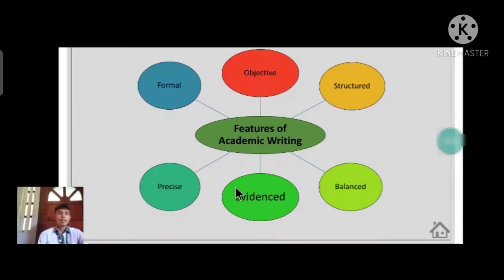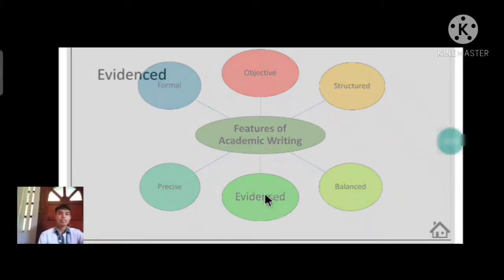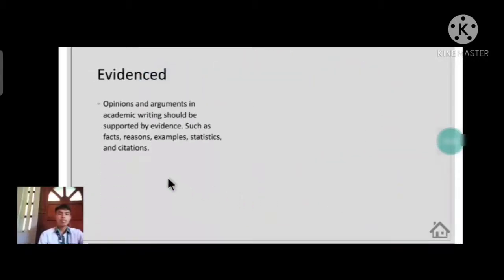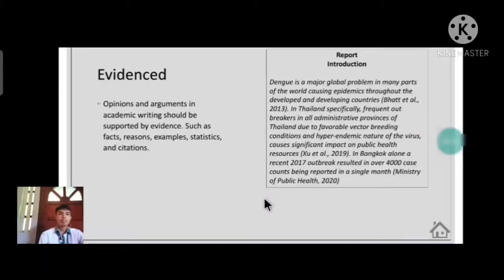Next, academic writing should be evidence. That means opinions and arguments in academic writing should be supported by evidence, such as facts, reasons, examples, statistics, and citation. For example, in this introduction about dengue fever, dengue is a major global problem in many parts of the world, causing epidemics throughout the developed and developing countries. So this is a fact, strengthened by a citation, Bat et al.